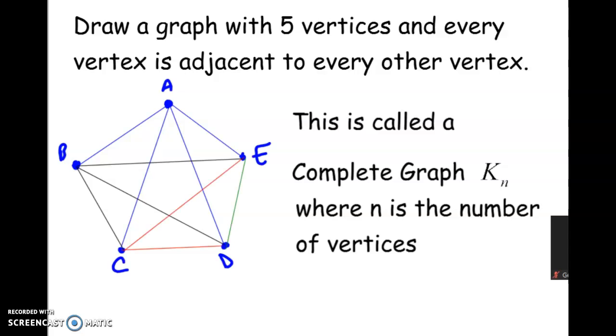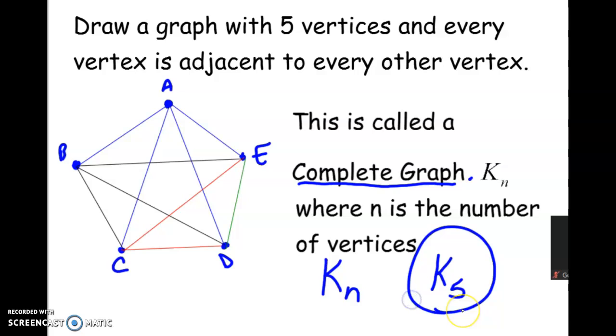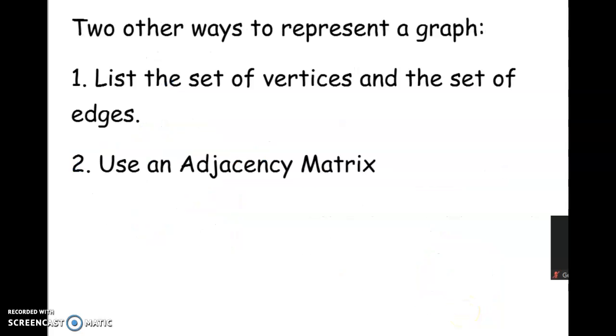Okay, so it should look something like this, where you have every vertex connected to all of the other vertices. This is called a complete graph. Okay, so what we've made, since everything is connected, we say it's called a complete graph. Our graph can be described as K sub n, where n is the number of vertices, so ours would be K sub 5. Okay? All right, let's try the next idea.